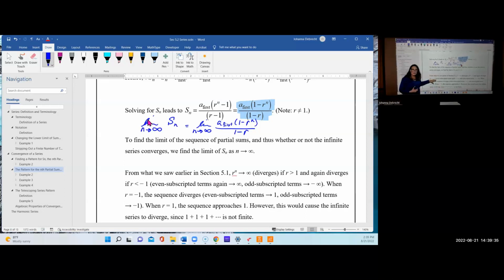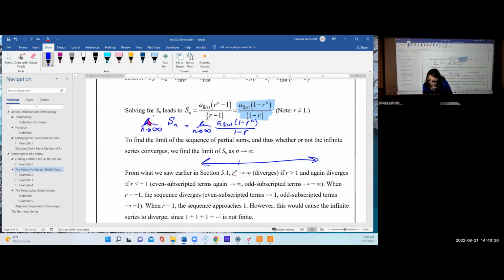If r is less than -1, we know it also diverges. The even subscripted terms go to positive infinity. Odd subscripted terms go to negative infinity. And since they don't agree, evens go one place, odds go somewhere else, then we say that the sequence doesn't converge. When r is -1, the sequence diverges again, even subscripted terms going to 1, odd subscripted terms going to -1. And of course, when r is 1, we know the sequence approaches 1, but adding 1 together infinitely often is not finite.